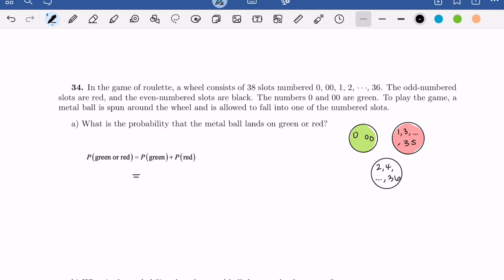So we know that out of the 38 slots, so we have 38 events here, two of them are going to be green. So the probability that the metal ball lands on green is just going to be 2 out of the 38 slots. Now, the probability that the ball is going to land on red here is going to be 18 out of the 38. So this is going to be 20 out of 38, which is approximately 0.526. So that's the probability that the metal ball lands on green or red.